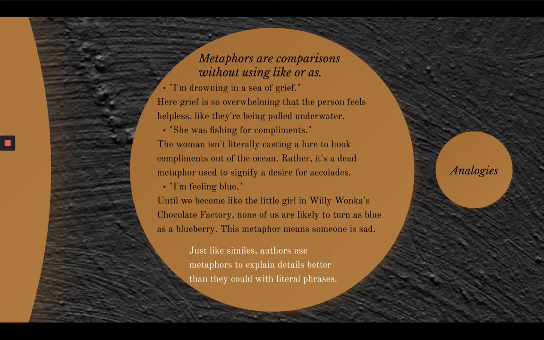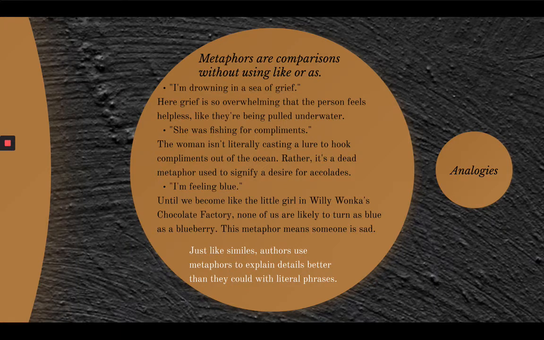Metaphors are just like similes, but without using like or as. So, for example, I'm drowning in a sea of grief. If you had just said, I'm grieving, people won't grasp the intensity of your grief. So if you say, I'm drowning in a sea of grief, it shows how overwhelming it is. She was fishing for compliments. She's not literally casting a lure. She's just really working hard for those compliments, okay?